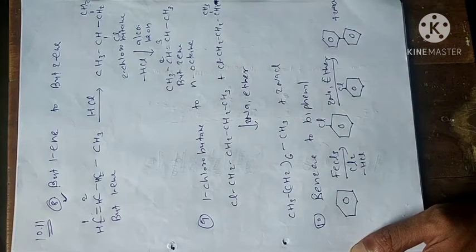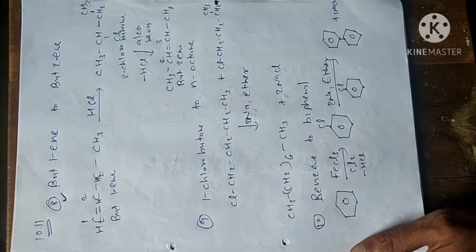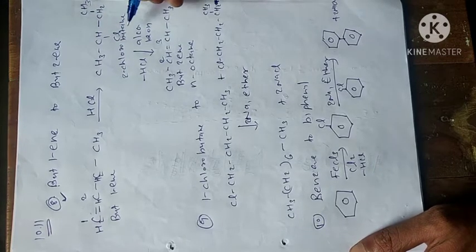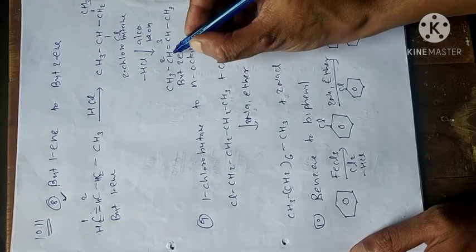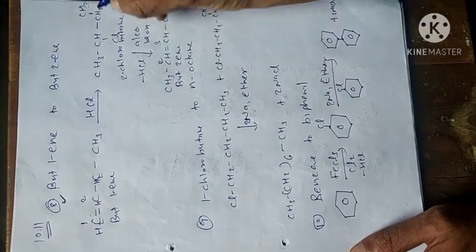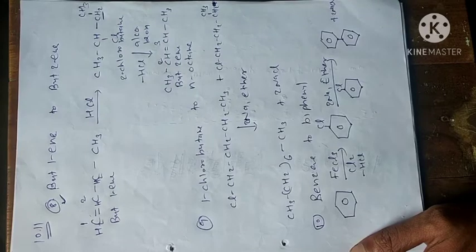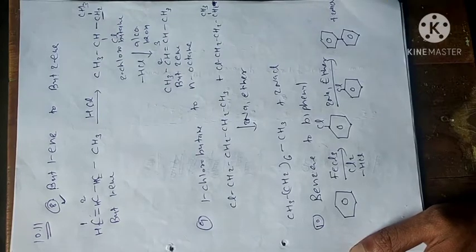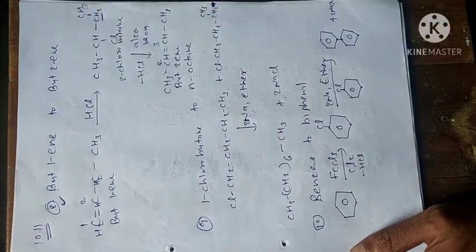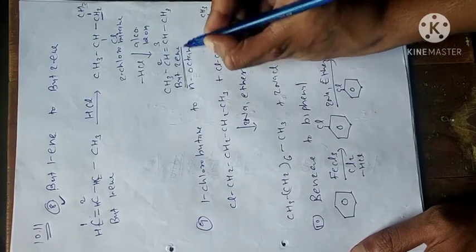Now remove H and Cl. So beta elimination reaction. For that use alcoholic KOH. It is beta elimination reaction. So hydrogen will remove from carbon number 3. That is our major product. Minorly we get but-1-ene, but majorly we'll get this product.